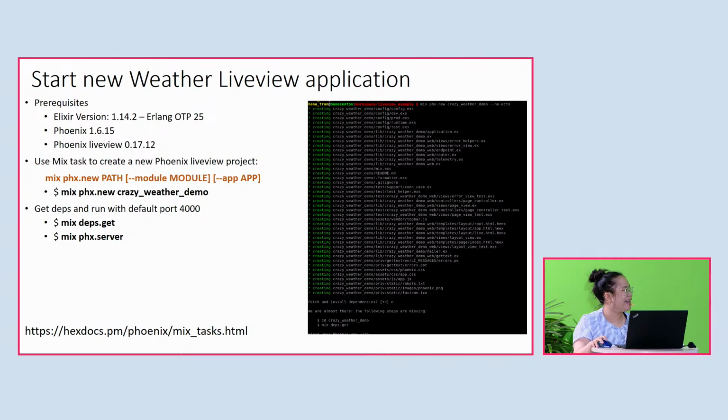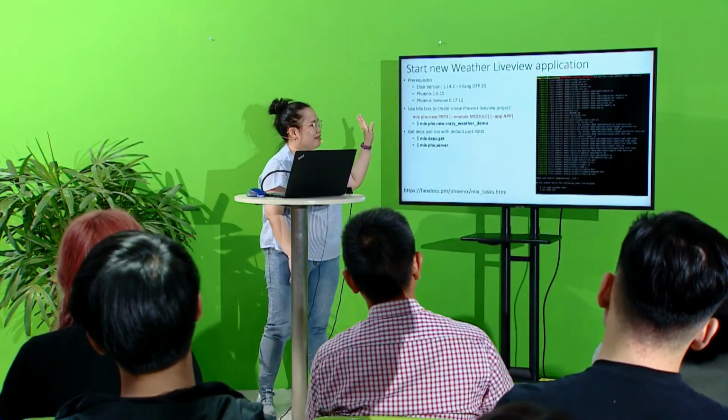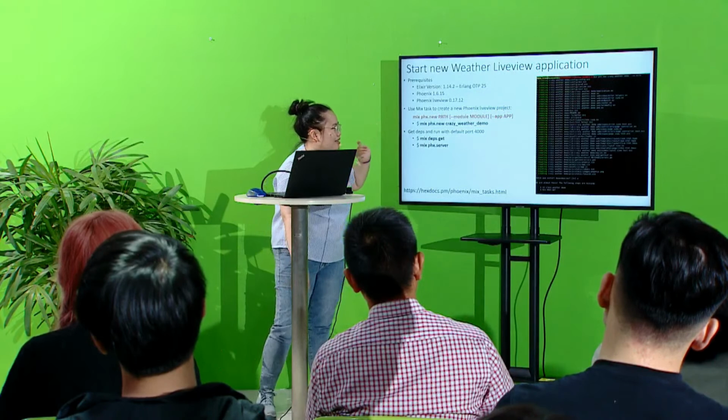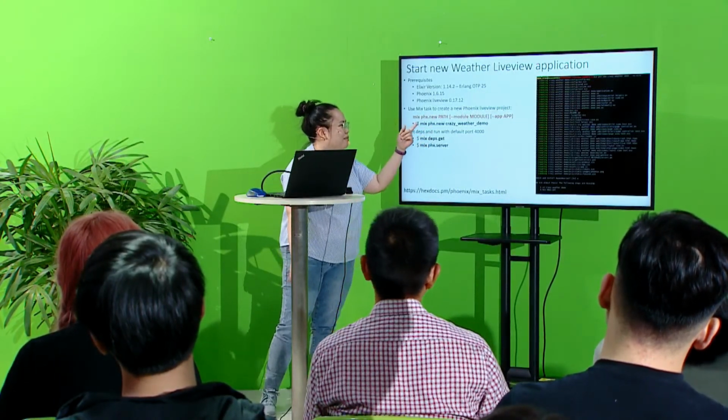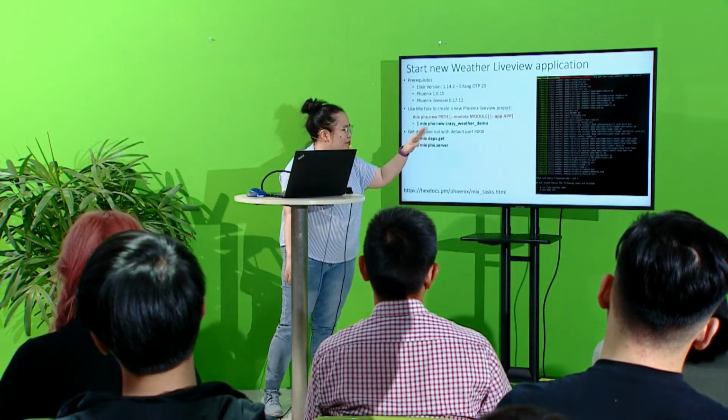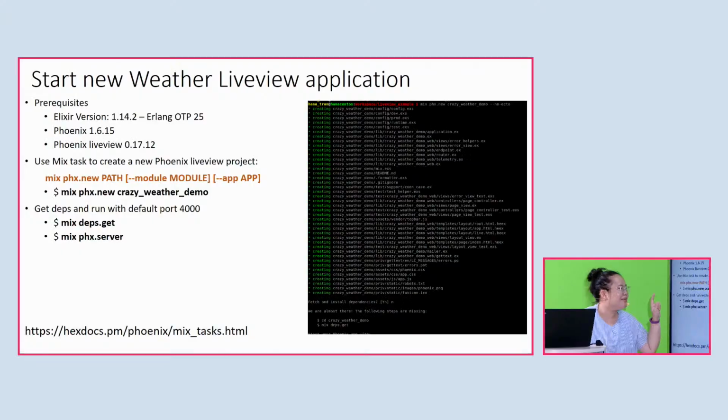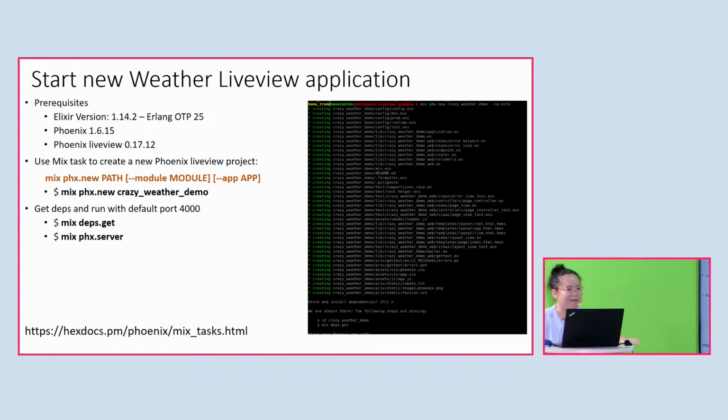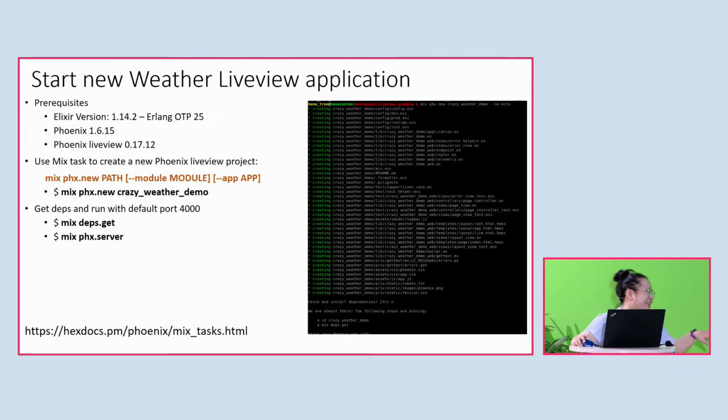Nice. Okay, to start the new weather app, I run with the latest version of Erlang. You must install Elixir version 1.14.2, Phoenix 1.6.15, and LiveView 0.17.12. You can create it manually: create a folder, have the mix file, install OTP, install Elixir, then get dependencies, compile and run. But to make it easy, we can use mix phx.new with the name and path of your project. So I create the project called Crazy Weather Demo. It's crazy because you will see later how crazy it is.